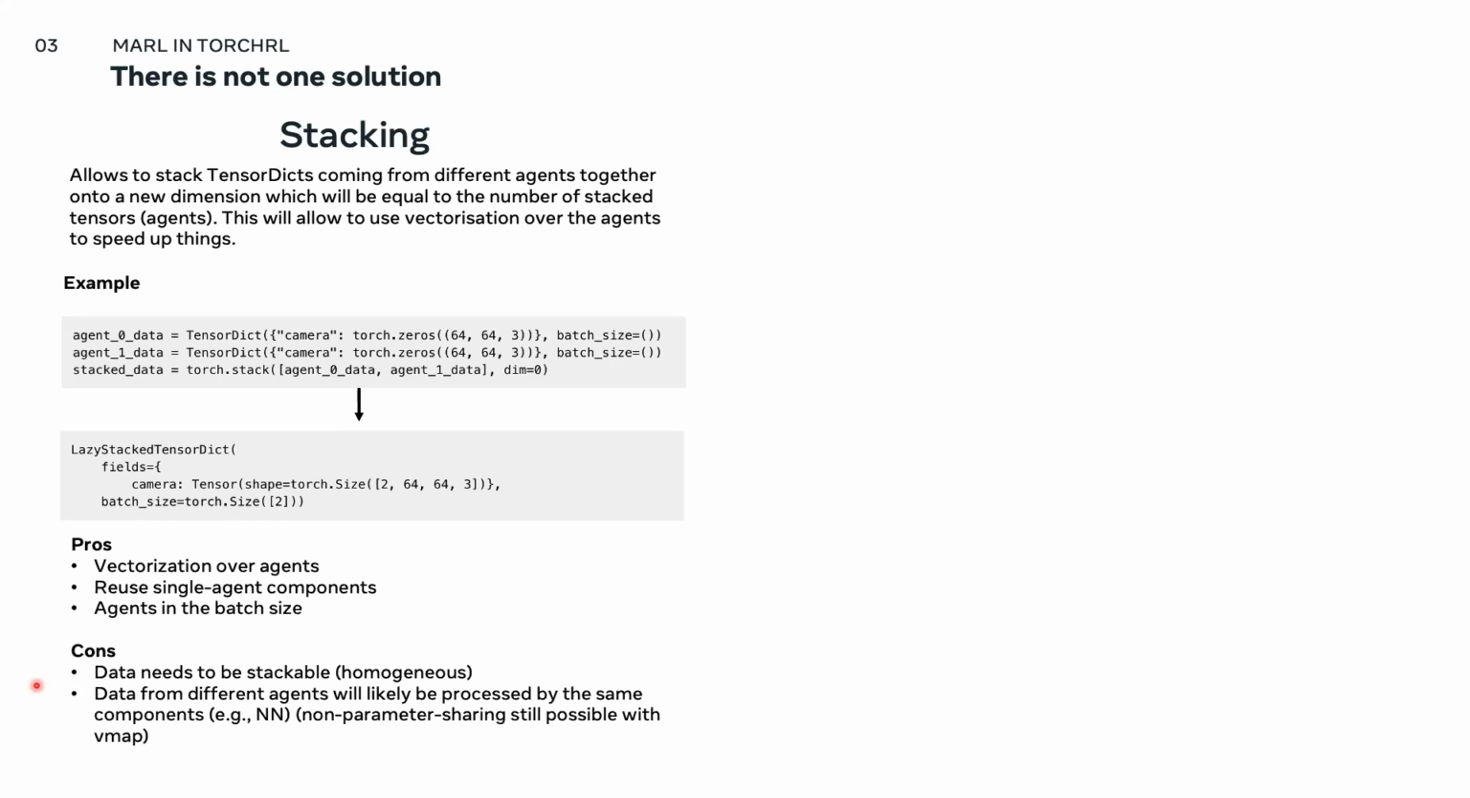But on the other side, stacking cannot happen all the time. We need our data to be homogeneous, so they have to have the same shape and the same data type for this to happen. And another con is, if you have data in this format, usually you aim to process it with the same neural network. So it's quite more difficult to use different controllers or separate this data.